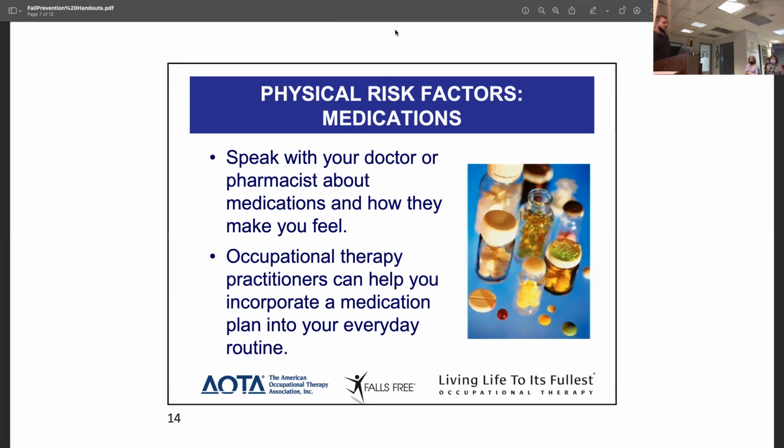It is not unusual for a person to use many different types of over-the-counter and prescription medications. However, these medications can interact and create health problems that increase fall risk. Speaking with your doctor or pharmacist about your medications and how they make you feel is an essential step to reduce your fall risk. Together, you can come up with a medication plan that addresses your needs. It is also important to stay hydrated since medications can reduce your hydration level, and that can lead to dizziness, confusion, or falls. So once you and your doctor determine a medication plan that works for you, occupational therapy practitioners can also help you incorporate it into your everyday routine through lists, schedules, and reminders so you don't forget.